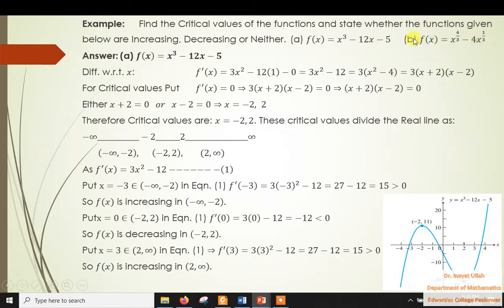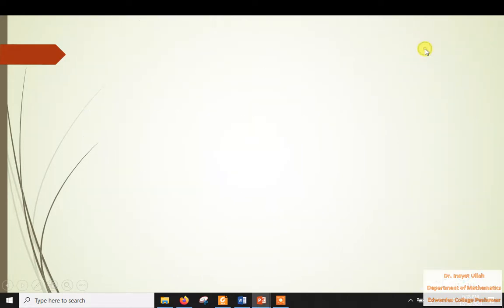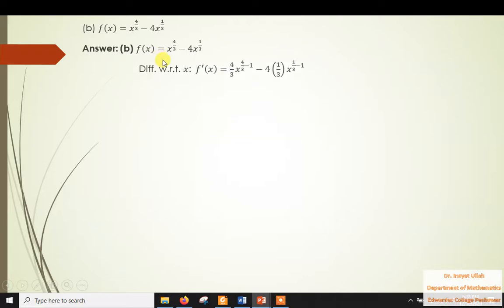Similarly, take this part b, in this slide we have taken this function and differentiate this function with respect to x. Whenever you differentiate this function with respect to x, use the power rule in this fashion. Similarly, the power rule in this fashion. Simplify this power and this power as well. You'll get 1 by 3 here and minus 2 by 3 there.